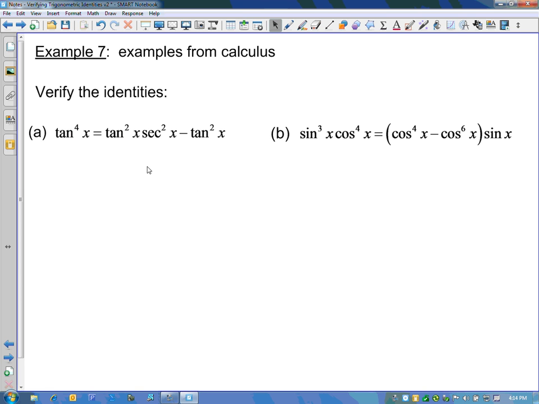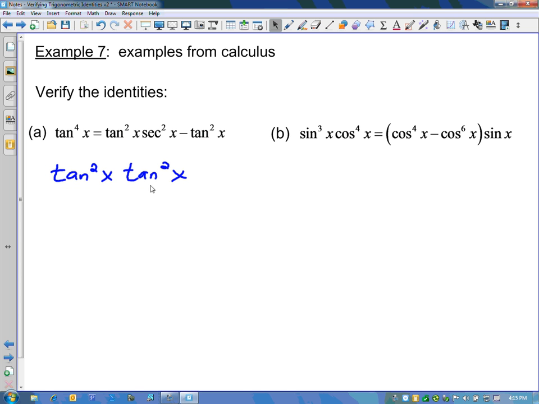That's pretty straightforward, pretty easy. But where I'm actually going to work this the other way to show you that it's a little harder and a little more creative to go from the simplified form to the complicated version. And the reason we're doing this is often what you'll see in calculus is you'll have an expression like tangent to the fourth, and you'll need to change it into an expression like this so you can do things such as integration.